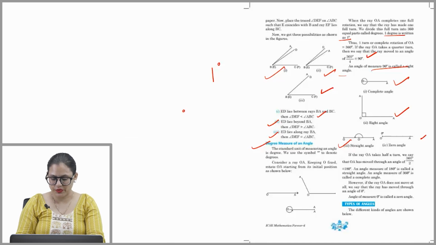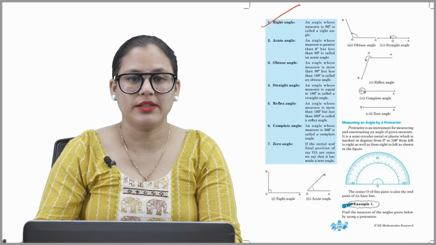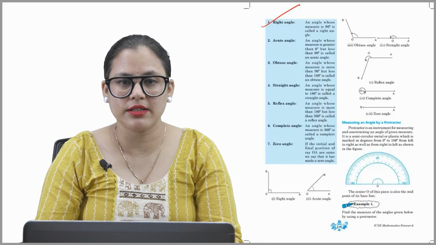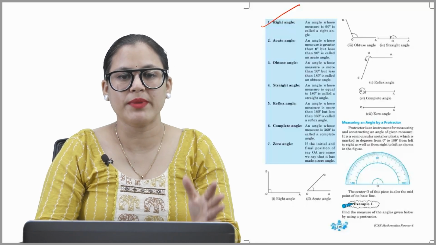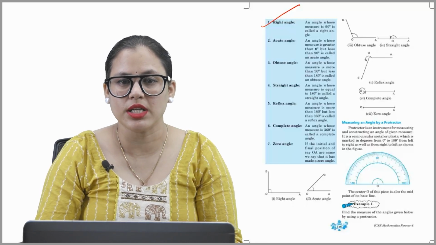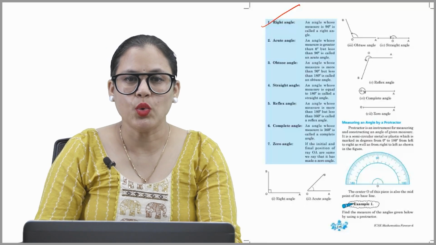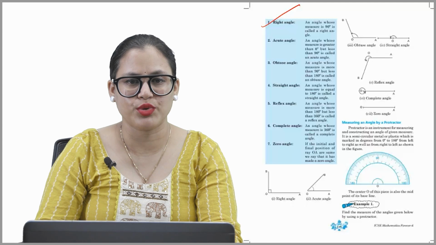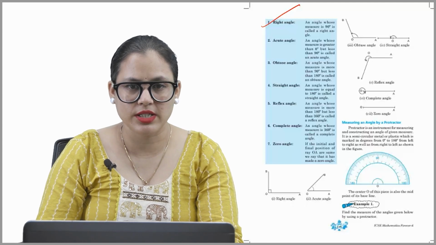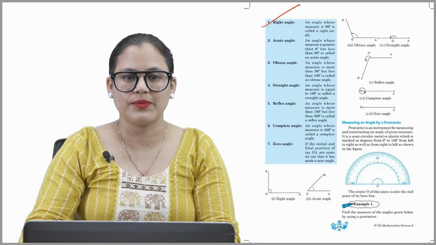Okay. Now, types of angles. The different kinds of angles are shown below. Number 1, right angle. An angle whose measure is 90 degrees is called a right angle. Number 2, acute angle. An angle whose measure is greater than 0 degrees but less than 90 degrees is called an acute angle. 3, obtuse angle. An angle whose measure is more than 90 degrees but less than 180 degrees is called an obtuse angle. 4, straight angle. An angle whose measure is equal to 180 degrees is called a straight angle.